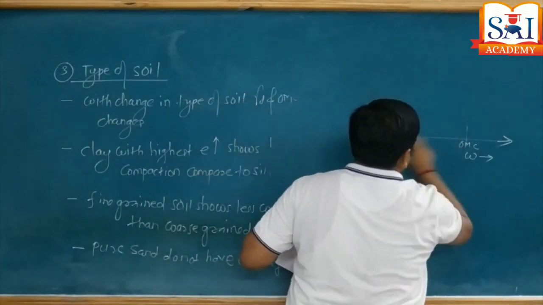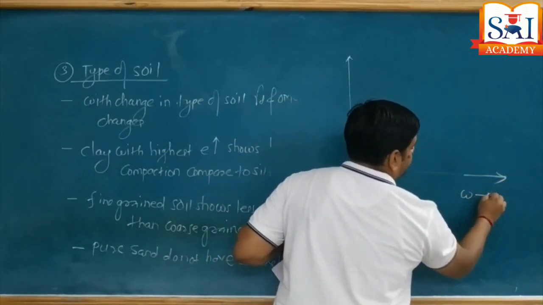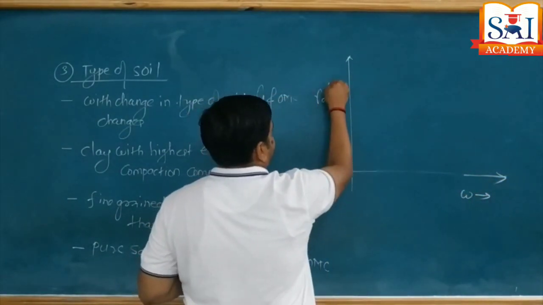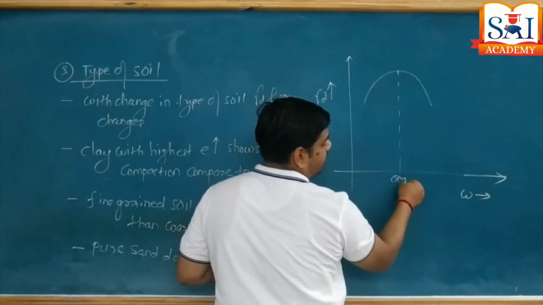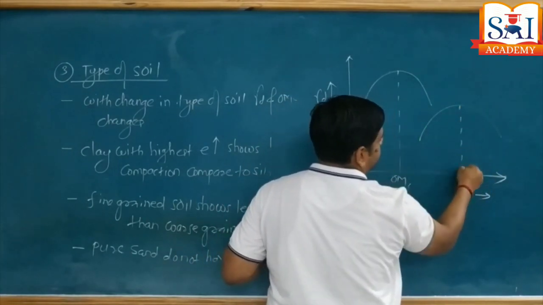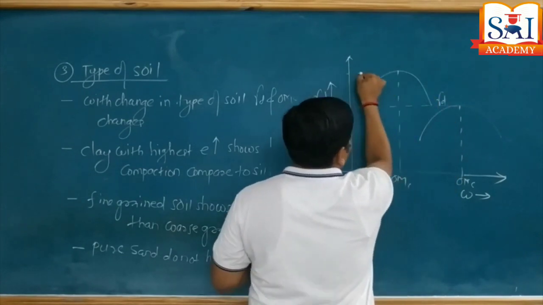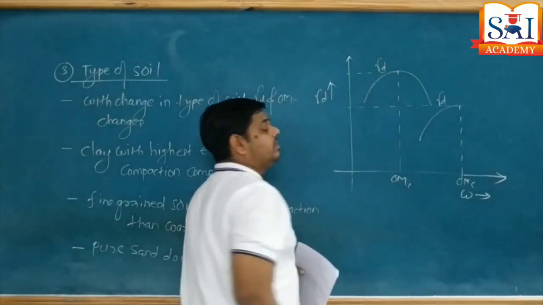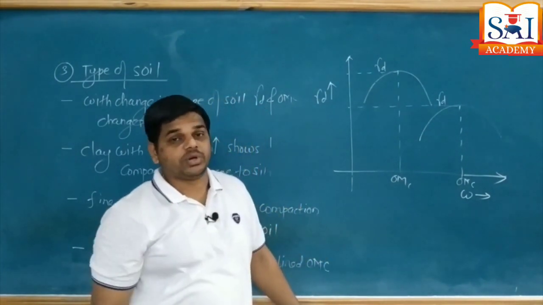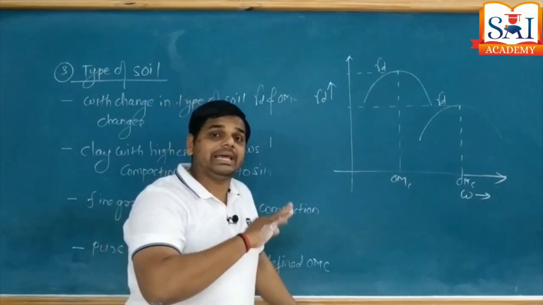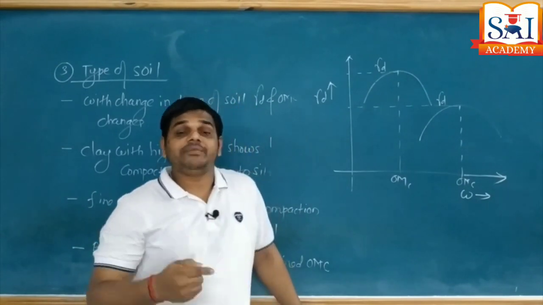Okay, look at the board. I'm going to plot the same graph, but this time the graph is for water content on the x-axis, gamma D on the y-axis. Again, the same curve, least value of OMC. Another curve, highest value of OMC, least value of gamma D, highest value of gamma D. Now we are going to compare fine grained soil and coarse grained soil. The previous one was a comparison of clay and silt. Now it's a comparison between coarse grain and fine grain. So which soil has the highest void ratio?